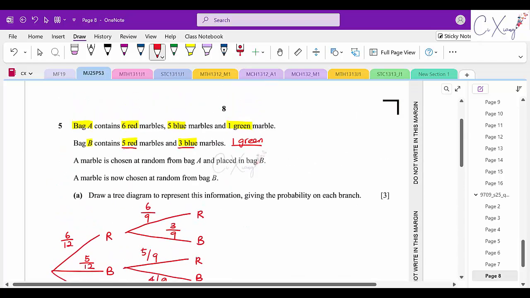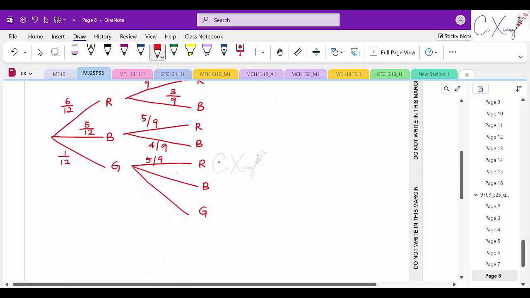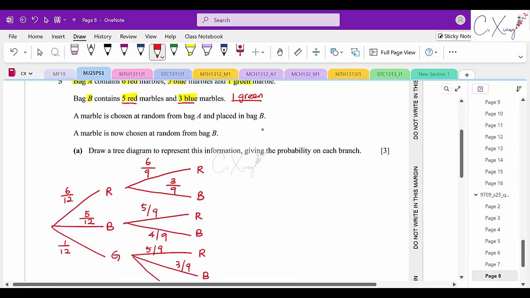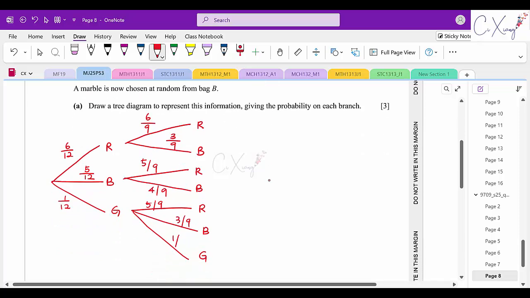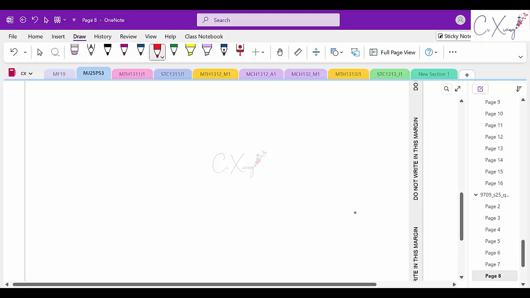How about the blue color? So you're having 3 blue marbles, right? So 3 over 9. Then how about the green? So the green will be 1 green only in the bag. So it will be 1 over 9. Okay, so this is basically how our tree diagram looks like. When you're trying to draw this in the exam, please make sure that you show all the branches clearly with very clear probability on the branch. Alright, okay, then let's continue to part B.